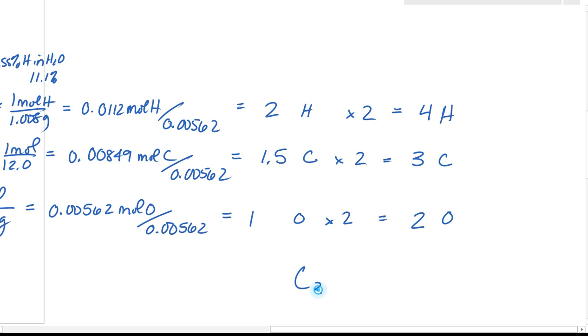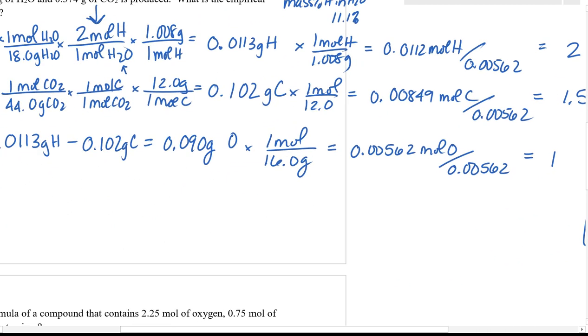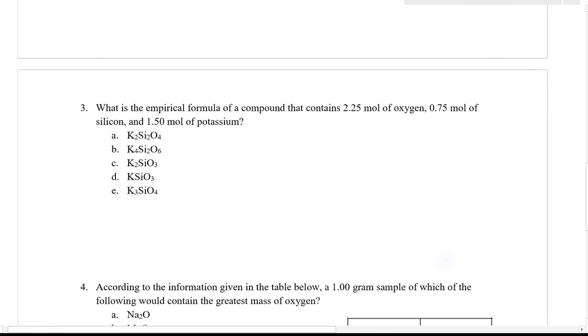So this looks like C3H4O2 being my empirical formula. Cool. Okay. Last couple of these should be fast ones.